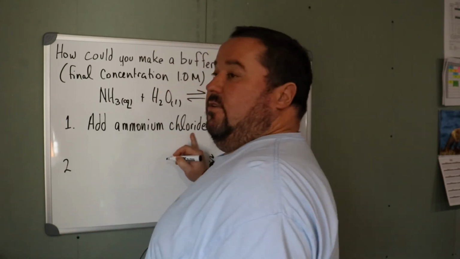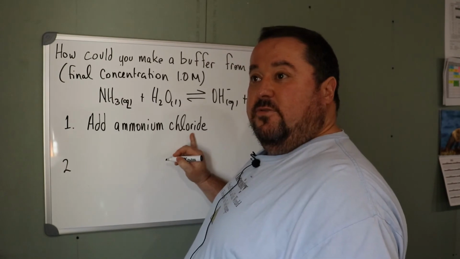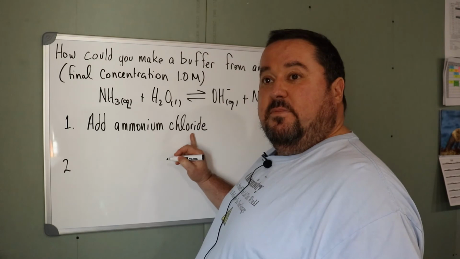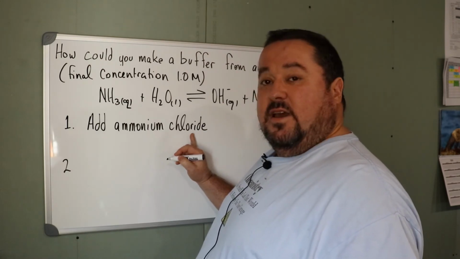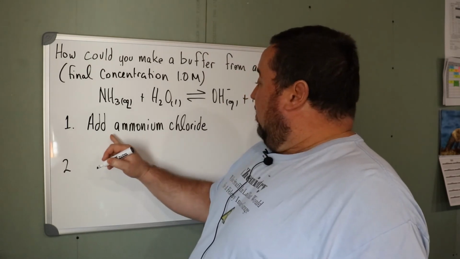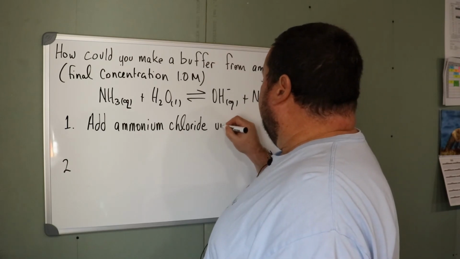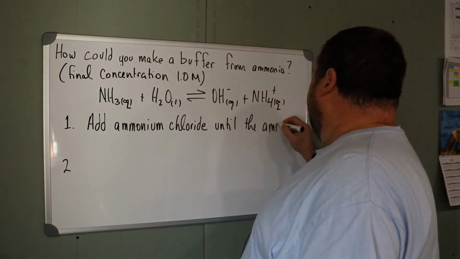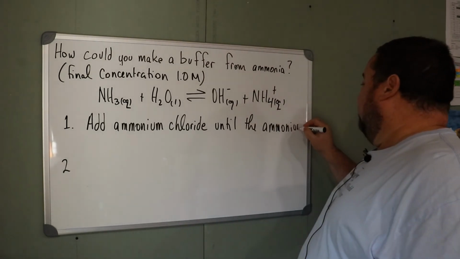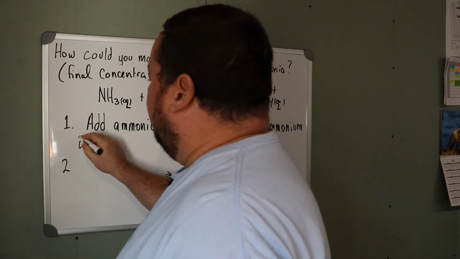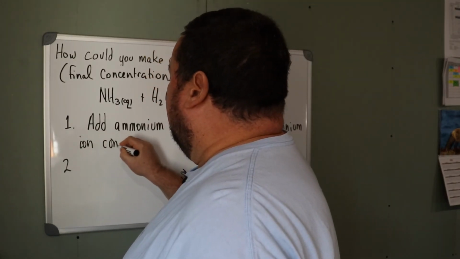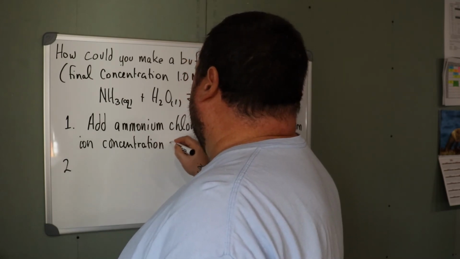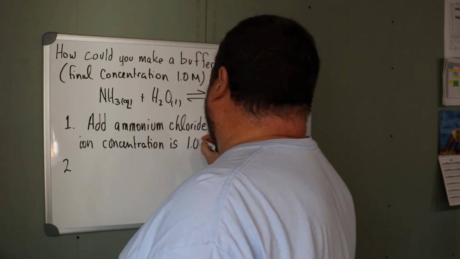So in the last example, I used sodium as my extra cation to get the compound. Now I'm using chloride. Just remember these as the two ions in common table salt. Add ammonium chloride until the ammonium ion concentration is 1.0 molar.